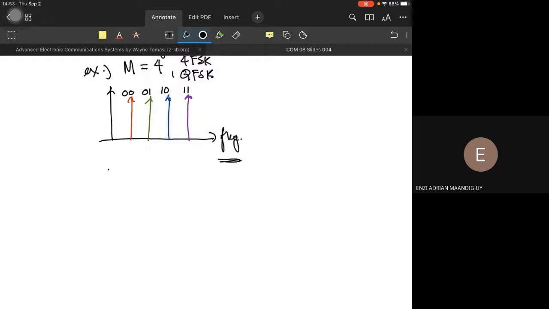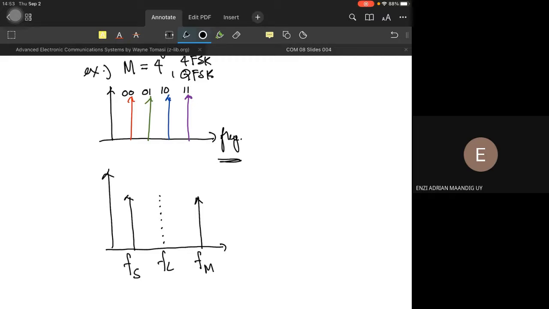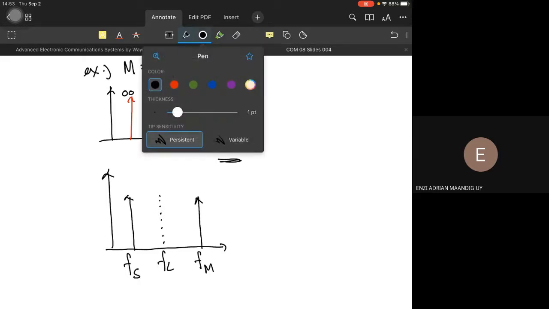BPSK. So if the carrier frequency goes up, it is the mark, and if it goes down, it is the space. What do you think is the minimum bandwidth? Would you like to guess?